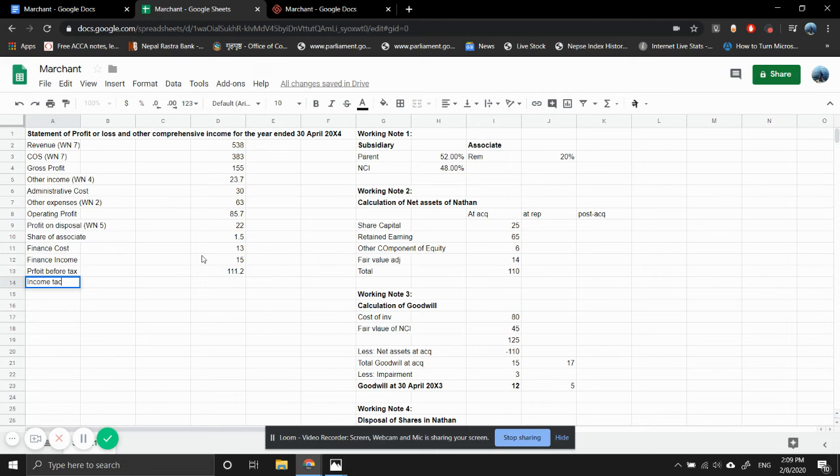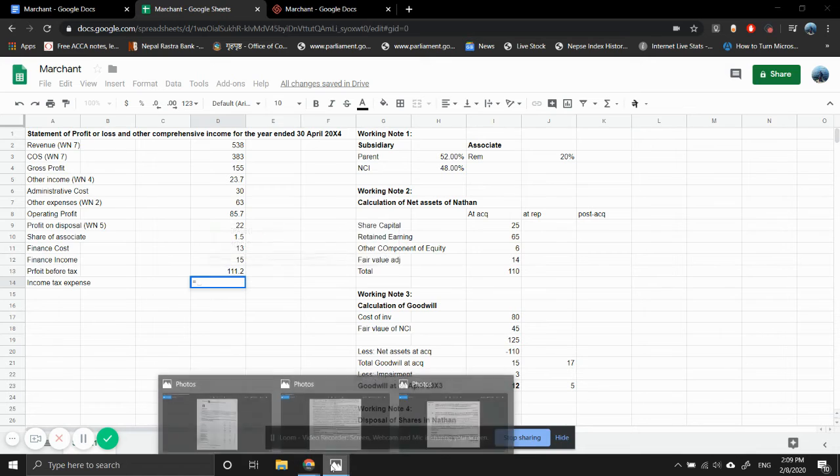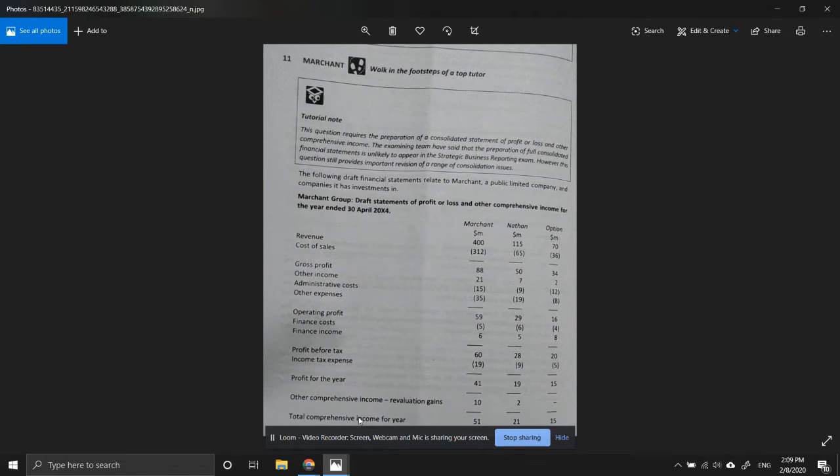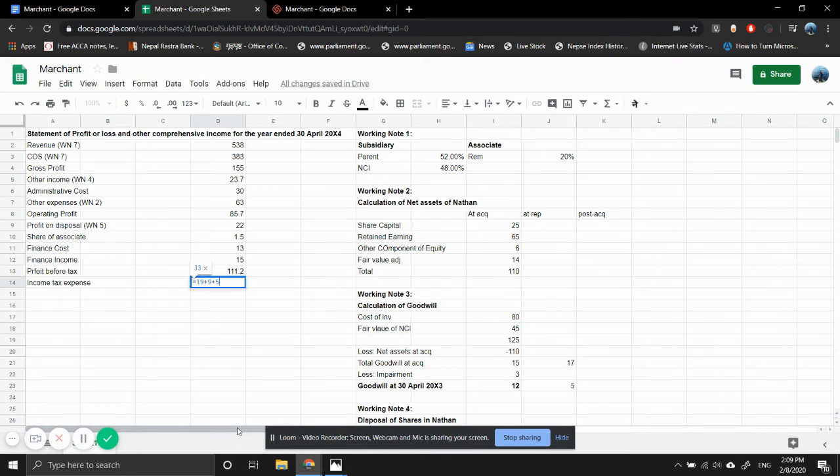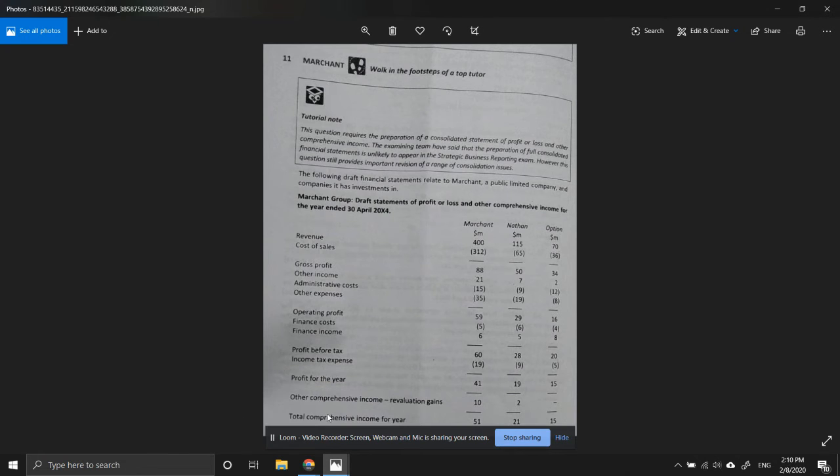So income tax expense will basically be all of 3, and then only half for that, 19 plus 9 plus 5 into 6 divided by 12, 30.5. So this will be this minus this, profit for the year, right? So let's prepare OCI as well. What have we been given in OCI, other comprehensive income?